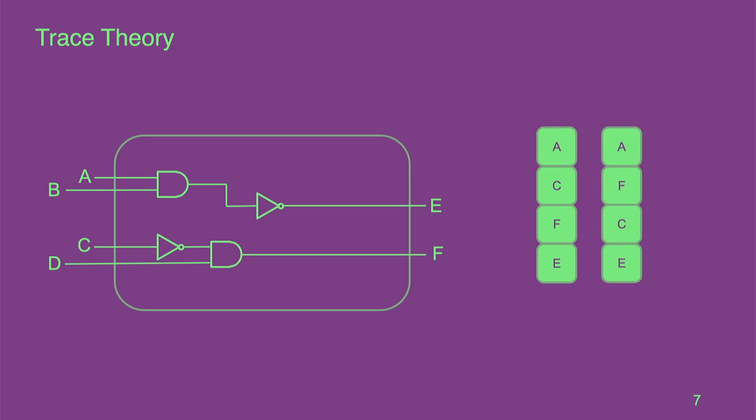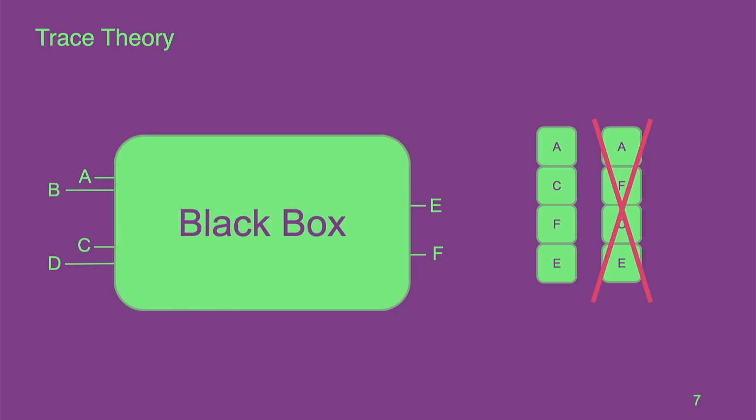However, if we see A change followed immediately by a change on F, just because of the way this module is wired, that's not feasible, it's not possible. So what Dill said is, let's just consider these modules as black boxes and only consider the possible traces of inputs and outputs that could happen.